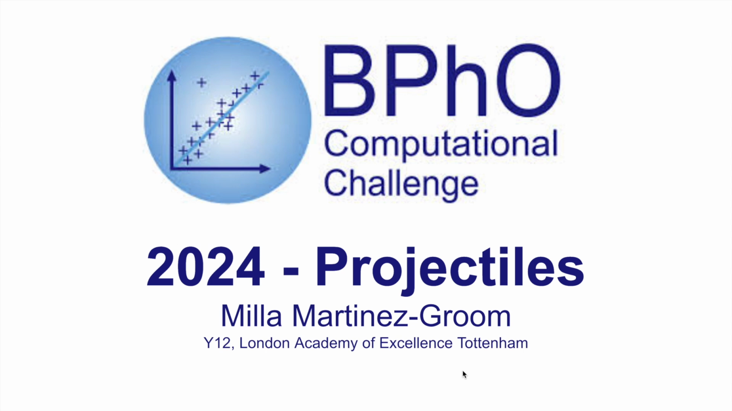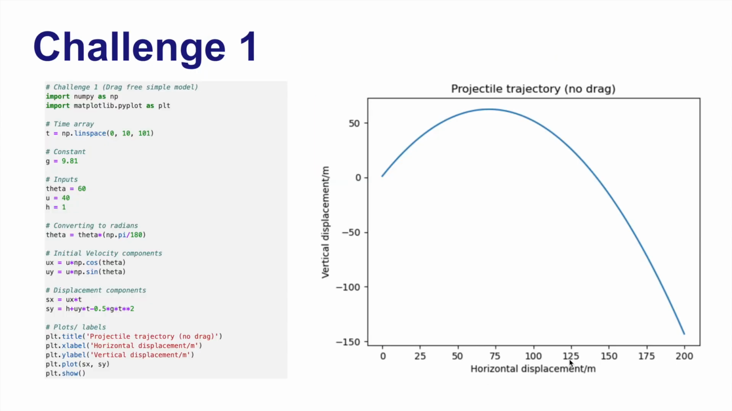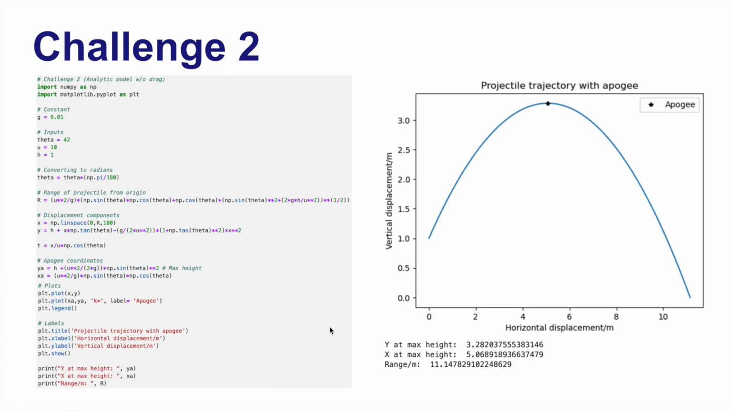This is my submission for the British Computational Physics Challenge on projectiles. I use NumPy in all the challenges, starting with a simple dragless trajectory. Then, in a more analytic model, I also include the point of max height of the projectile.